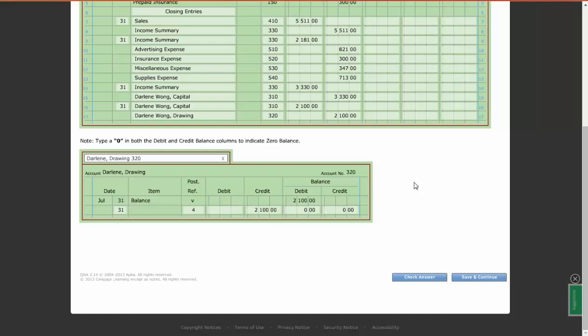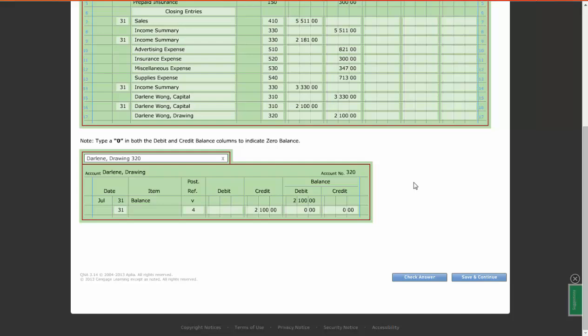Now, one of the things I find a little difficult with Aplia right now is that I can't very easily see all of my ledgers open at once, which is nice because you don't have to scroll down a ginormously long web page. But if I could open up all of my ledgers for you, everything after capital would have what for a balance? 0. Because capital is account number 310. 320 is drawing, and we've already closed drawing. 330 is income summary. We've closed that.